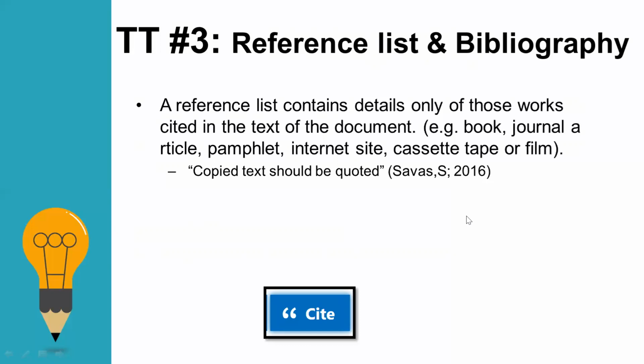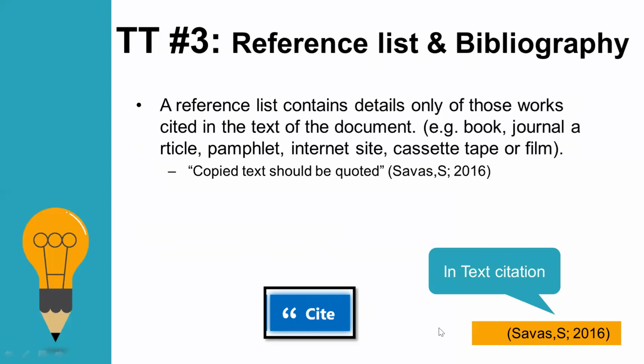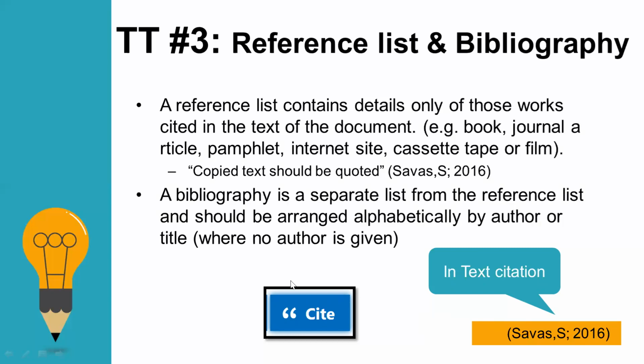Now in most articles, it is very easy to find how to cite that article. There is a quote symbol, and when you click on it, you get the in-text citation. So there is an option for which in-text citation you have to use and what reference or bibliography pattern you can use to save in your reference list. A bibliography is a separate list from the reference list and should be arranged alphabetically by author, or by title where no author is given.